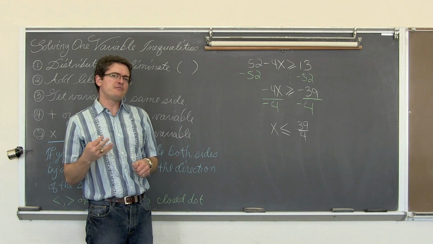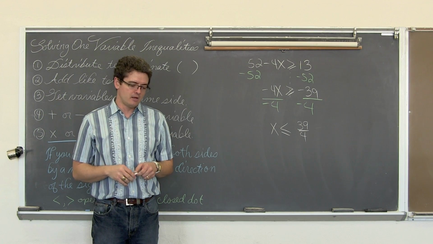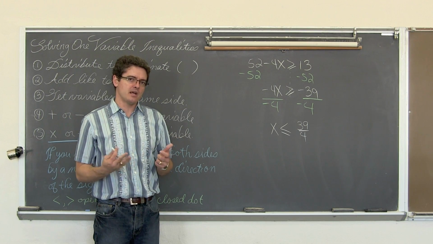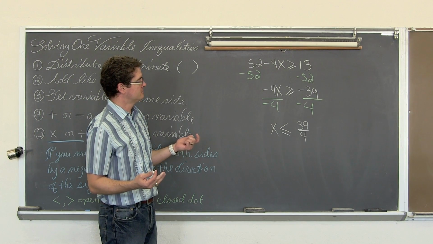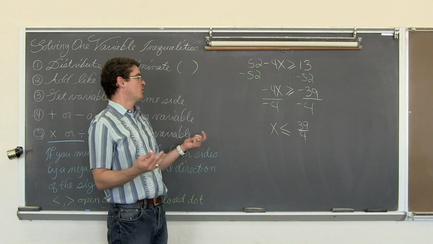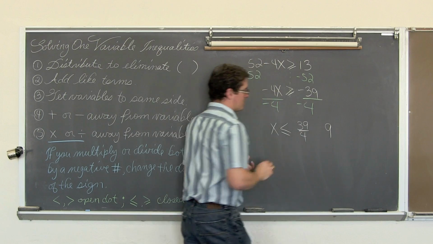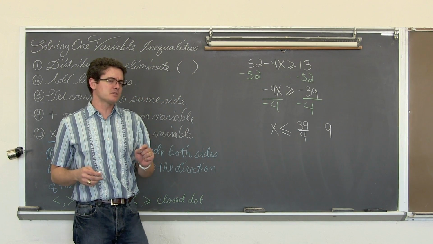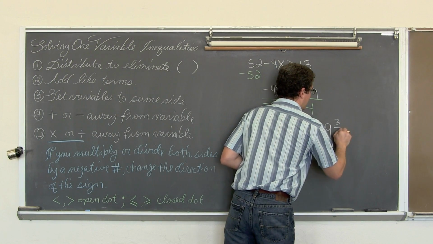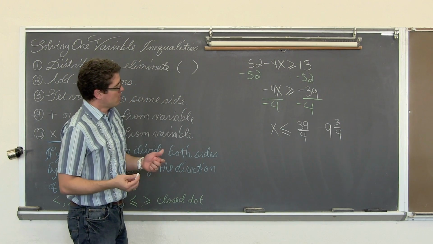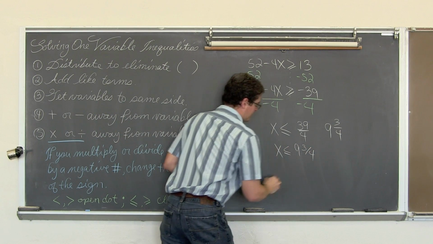Now, how many 4s are in 39? Your teacher might be happy with you leaving this in an improper fraction, but let's make it a mixed fraction. How many 4s are in 39? Well, 4 times 9 is 36, so there's 9 4s, but I have a remainder of 3, so it's 9 and 3/4. Okay, so we have x is less than or equal to 9 and 3/4.